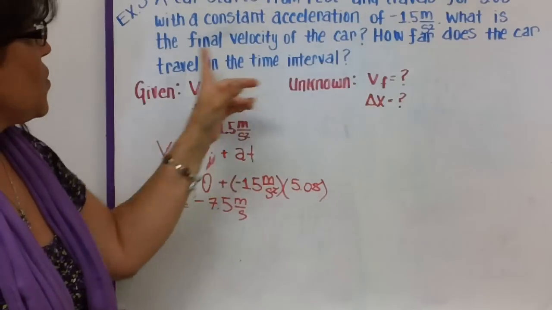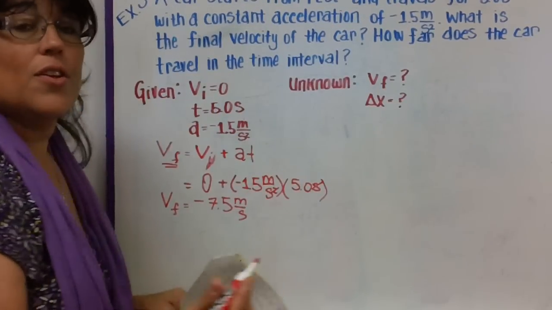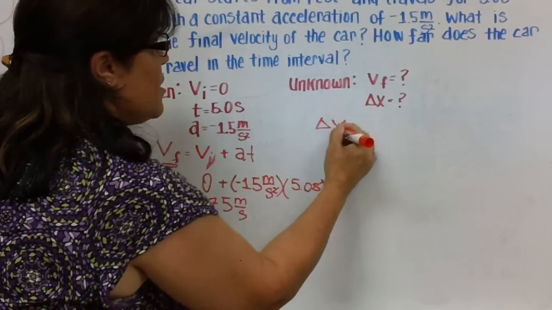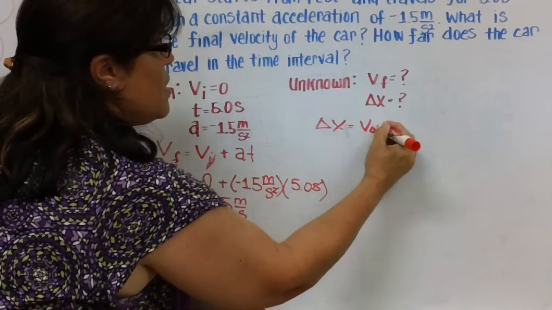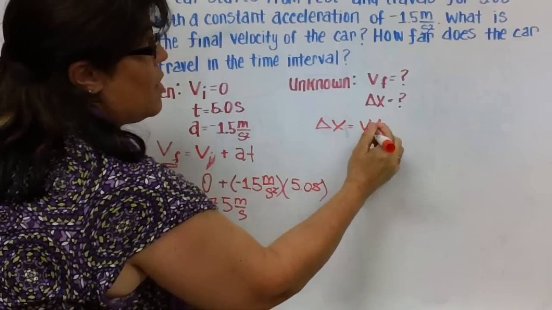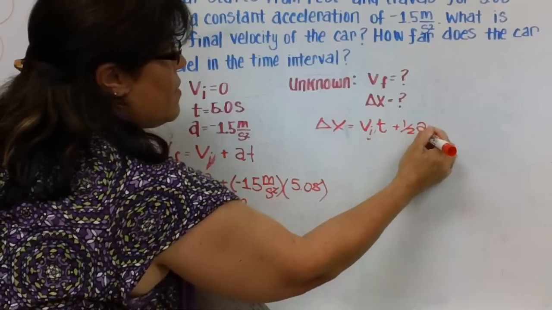Now, the second part of the question is asking us how far does this car travel? How far is another word for displacement. So we're going to use the second equation, delta x equals V naught t. I'm sorry, that's V initial. In the AP, we use the word naught, but it's V initial t plus 1/2 AT squared.